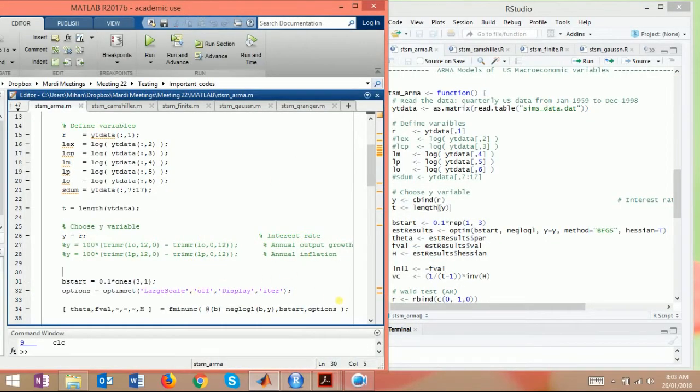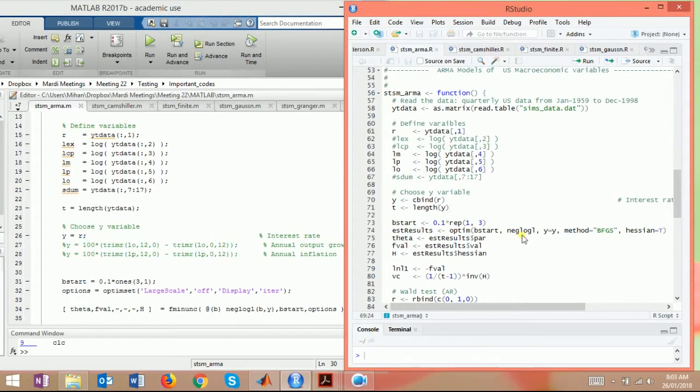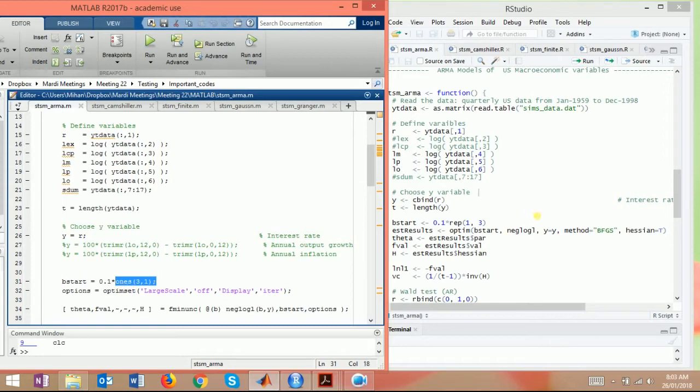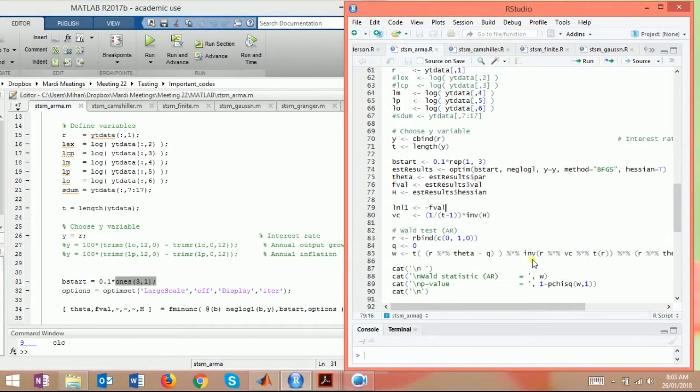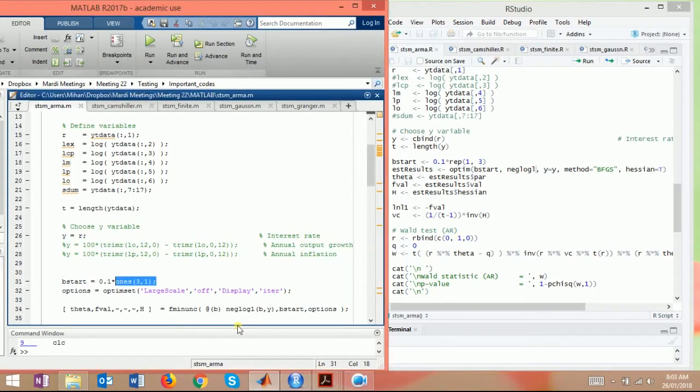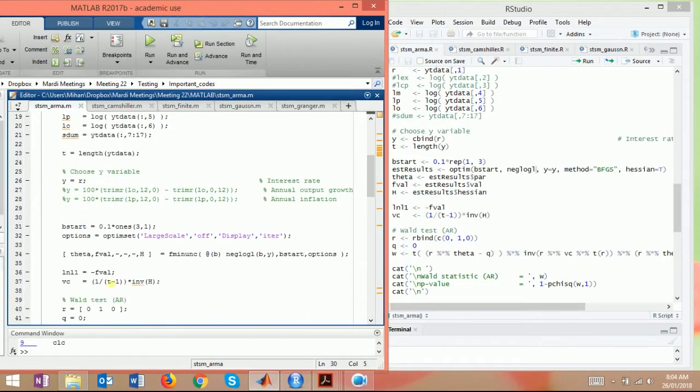And then options, optimization, large scale, display iteration, we want to see all of it. One is being replicated 3 times because we are going to get 3 parameters. So 0.1 multiplied, replication will happen 3 times. Optim, so par is B start, then neg log L, which is the mean, right? Mean neg log L B, neg log L Y equals Y, method BFGS, Hessian, we want Hessian as well. So theta value and Hessian.